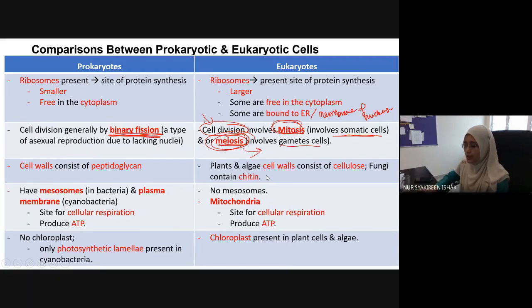And then for prokaryotes, obviously the cell has to generate energy through cellular respiration. But how do they generate energy when they don't have any mitochondria? The process of cellular respiration occurs in these structures, the mesosome and also the plasma membrane. The plasma membrane of bacteria, for example, has enzymes that are involved in cellular respiration to generate ATP.